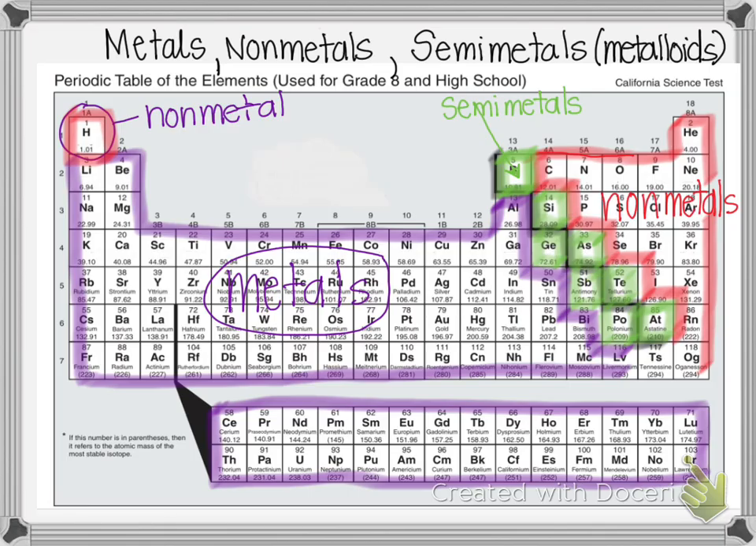Most of those are just radioactive, and don't exist very long. So we've got these three categories. We've got nonmetals, which I have in red. They're the middle size category. In purple, I have the metals. So the majority of elements are metals. And then of those three categories, the smallest one would be the semimetals.